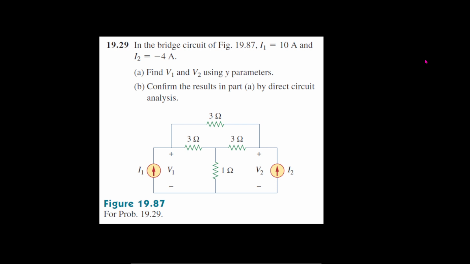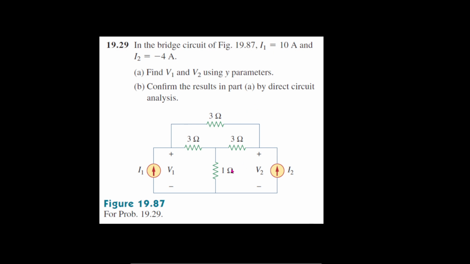Hello everybody, today we are going to solve a problem from Fundamentals of Electric Circuits by Alexander and Sadiku, 5th edition. The question number is 19.29 and the question is: find V1 and V2 using Y parameters. Confirm the results in part A by direct circuit analysis. In this video we are going to solve only the A part. We'll see the B part later in some other video.